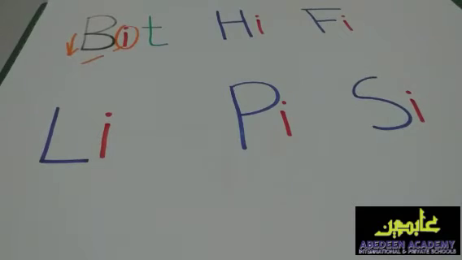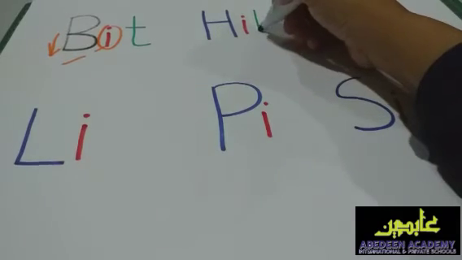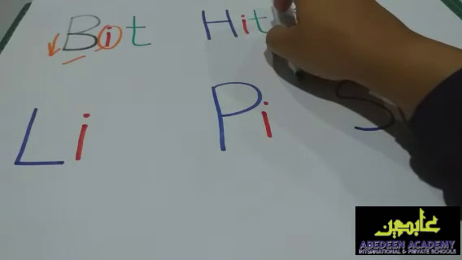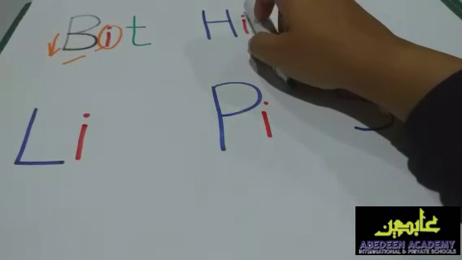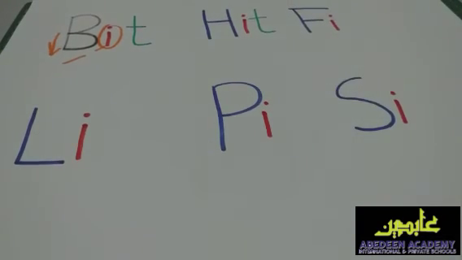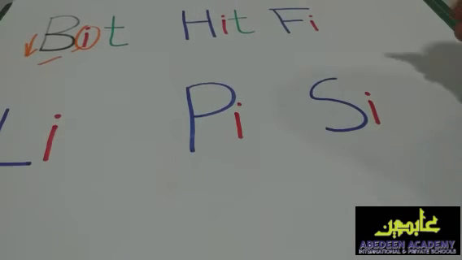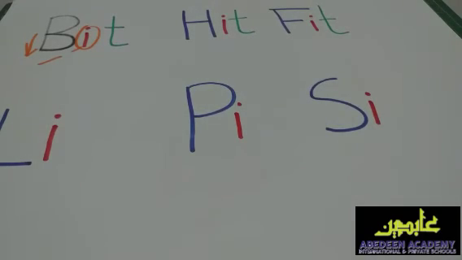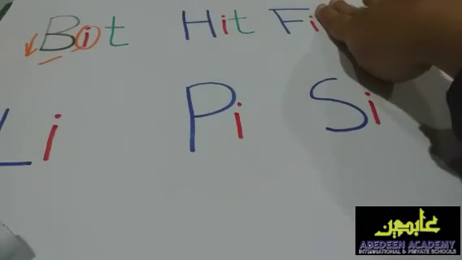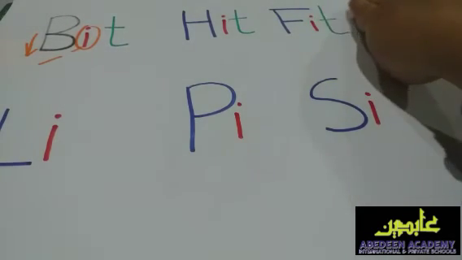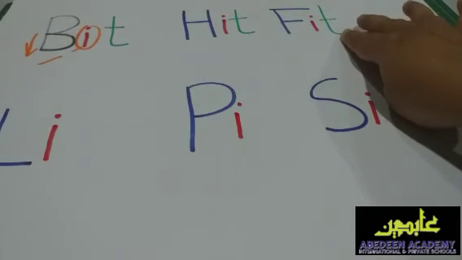Okay? So for letter H and I, how do you read it? Hi, and then I put the letter T here. So this is Hi, T. Hi, T. So when you read it together, it is hit. Okay? So the next one is Fi, and then I put the letter T here. So you read it as Fi, T. So when you read it together, it is fit.